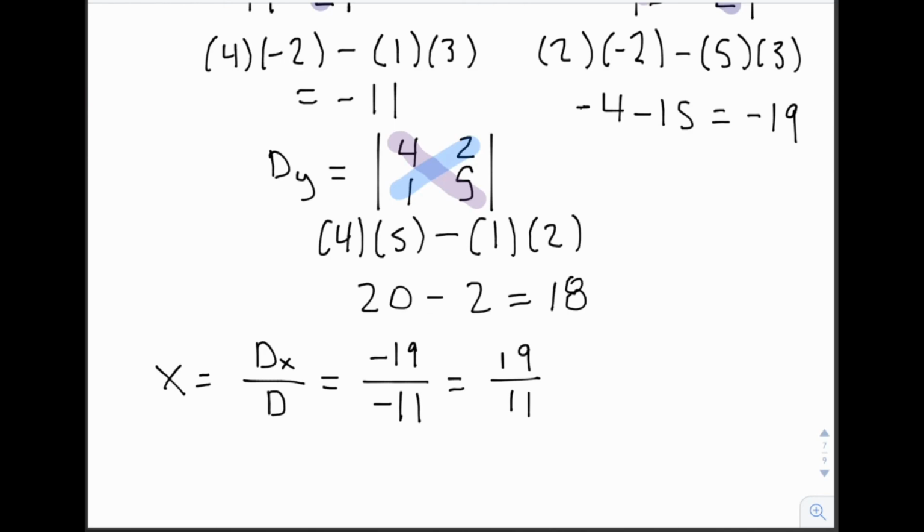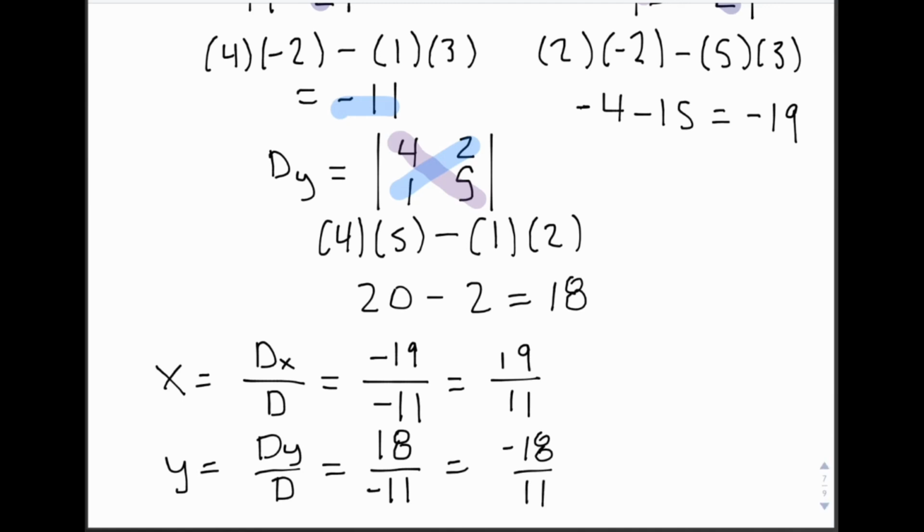Next, we can find our y. Our y is going to be equal to the determinant of y divided by the determinant. The determinant of y we found was 18, and the determinant we found was this negative 11. So divide by negative 11, and that is going to be equal to negative 18 divided by 11. So now we have our x and y values, and we can put that into a solution set here. Our x value we found was 19/11, and our y value we found was negative 18/11. And we should be good to go.